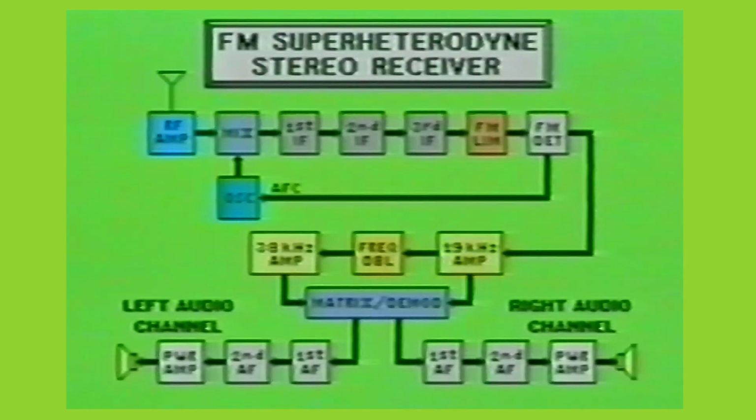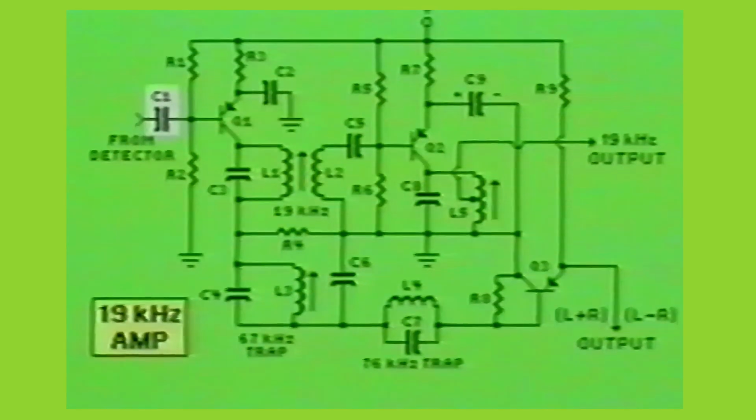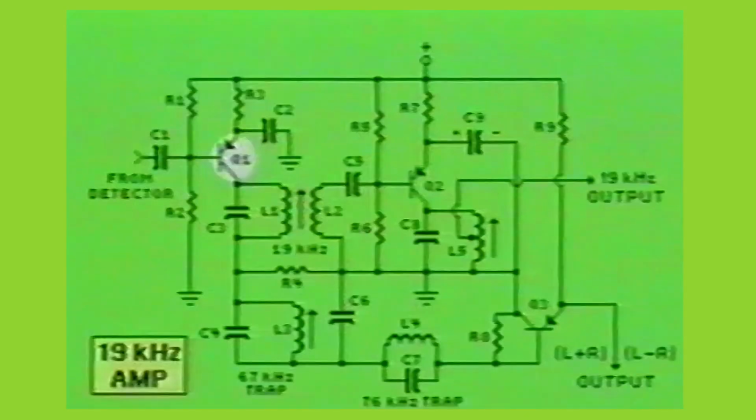All the audio information from the detector stage is capacitively coupled through capacitor C1 and introduced to the base of transistor Q1. Q1 amplifies everything coming from the detector.